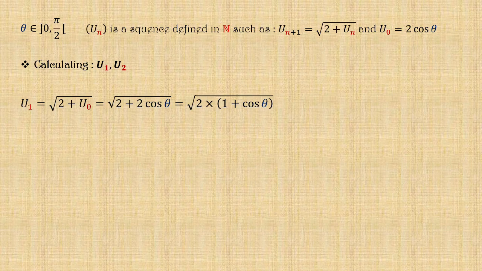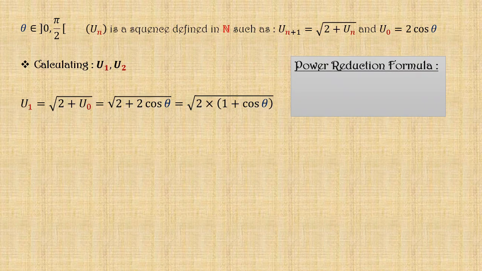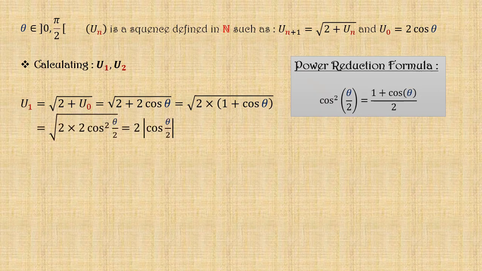Now, in order to get rid of the root and simplify this expression, we will use one of the trigonometric identities about the cosine function that is known as the power reduction formula. This formula, which states that the square of the cosine of a real number theta over 2 equals 1 plus the cosine of theta, all over 2, allows us to replace 1 plus the cosine of theta by 2 times the square of cosine theta over 2. So we can write u1 as equal to the square root of 2 times the square of cosine theta over 2, which equals 2 times the absolute value of cosine theta over 2.